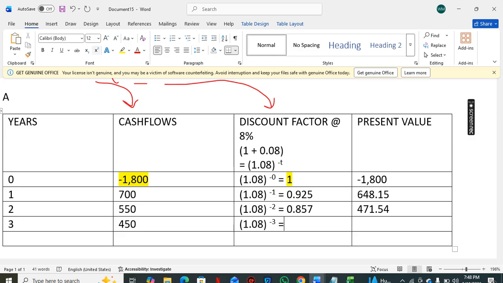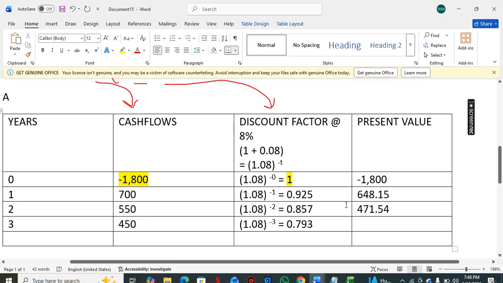Okay. So 1.08 to the power negative 3, 0.793. 0.793 multiplied by 450, 357.22.